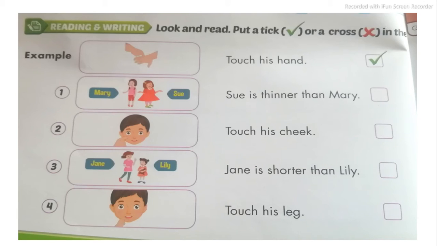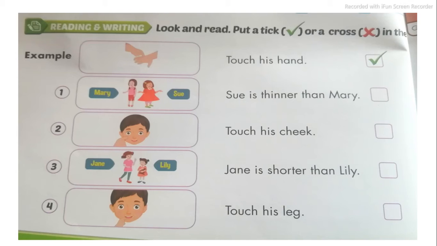B says look and read. Put a tick or a cross in the box. The first one is our example. It says touch his hand. Can you all see? Touch his hand. That is true. The sentence matches the picture.